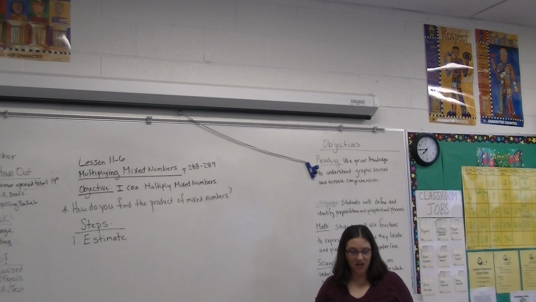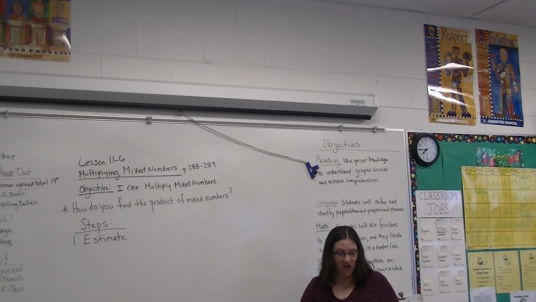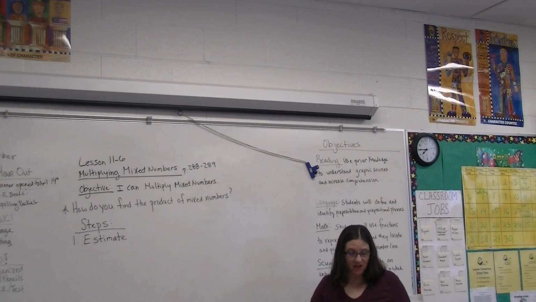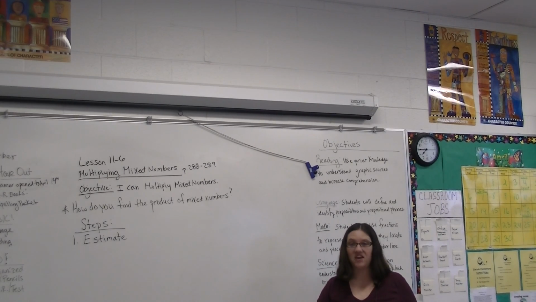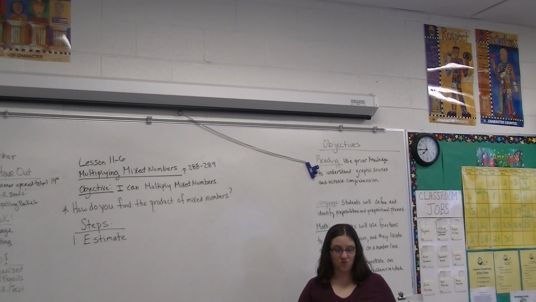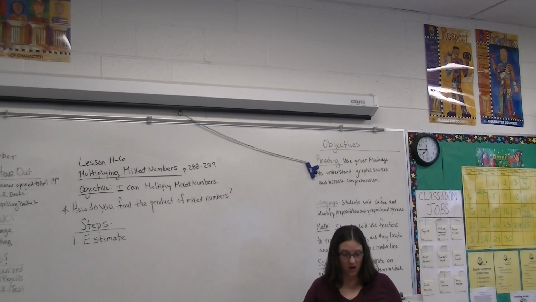Moving along. Look at the top of page 288 with me, please, and it says, how do you find the product of mixed numbers? A clothing factory has machines that make jackets. The machines operate for 7 1/2 hours each day. How many jackets can each machine make in one day? You see on the right there, they say jackets per hour. Machine A is 2 3/4. Machine B is 3 1/3.